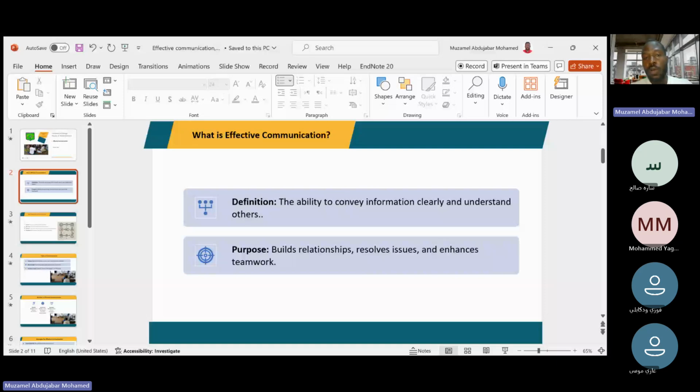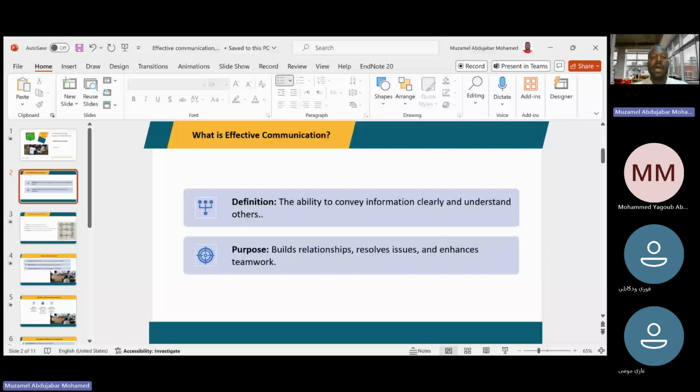As I mentioned, today our topic is effective communication. Firstly, let us see the definition of effective communication. Effective communication is the ability to convey or transfer information clearly and understandably. That means when you have a message or information, it should be clear and understandable when you send it to others. It is not just transferring the information; the other condition is to be clear and understandable, to let the other person understand your message.